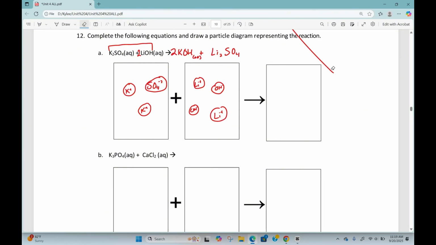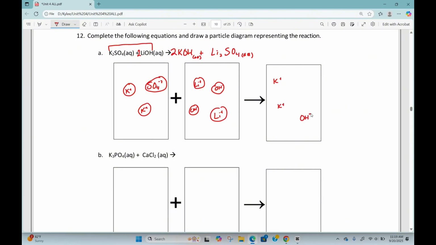And so in this one, I would actually have to consult my solubility chart, and you would find that lithium sulfate is soluble. So in this one, I'm not going to have any precipitate at all. I'm just going to have all my free-floating ions. So I'm going to have 2 Ks, 2 OHs, 2 lithiums, and 1 sulfate. And then you can put circles around them to show that they're ions if you would like. So this one actually would not show any precipitate.